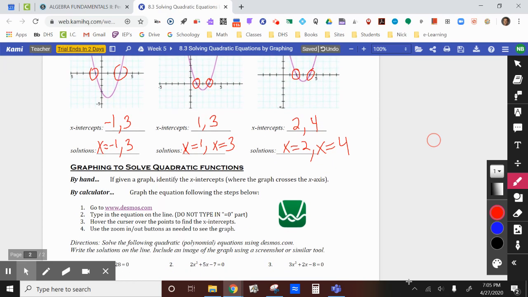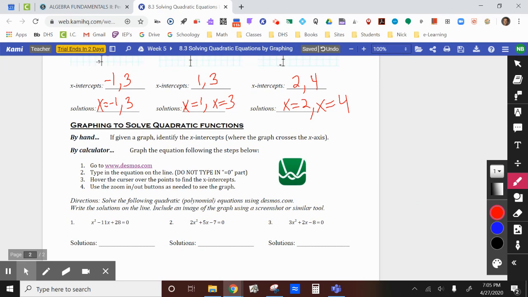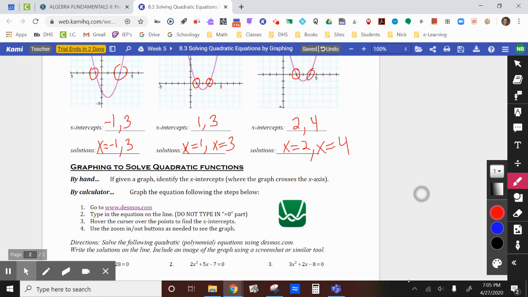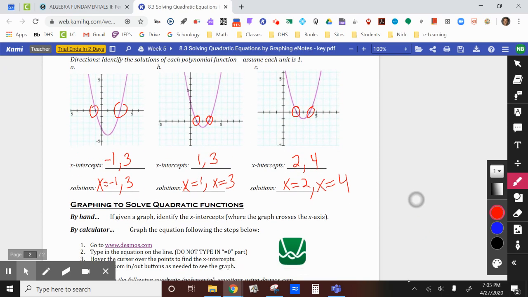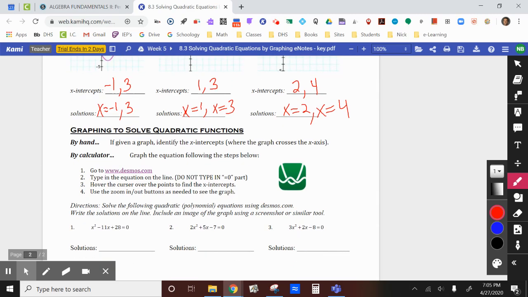We got one more part to this, and this last part is going to be kind of the fun part. Now you're going to be able to graph these quadratic functions and identify the solutions. You can do this one of two ways. We can do it by hand, where you're given a graph and you identify the x-intercepts where the graph crosses the x-axis. That's kind of what these practice A, B, and C's were like. Or we can do it with a calculator, and we're going to do it with a graphing calculator on our computers here.